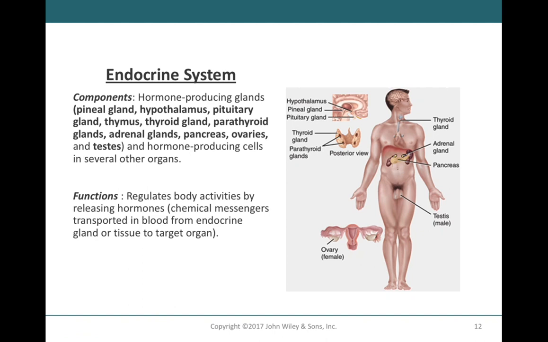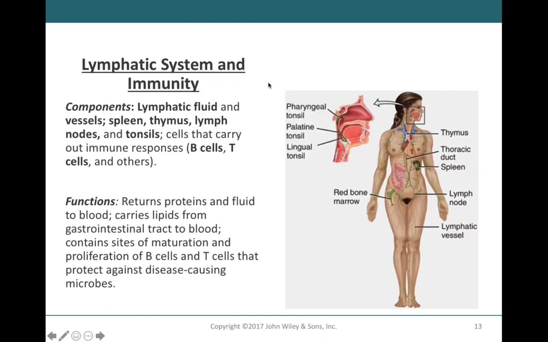And of course, hormones that come from each of these systems are going to be different. However, in the grand scheme of things, in the overall picture of the endocrine system, the function of these organs is to release hormones into the bloodstream, and that's going to help regulate body activities. So that is the endocrine system in a nutshell.